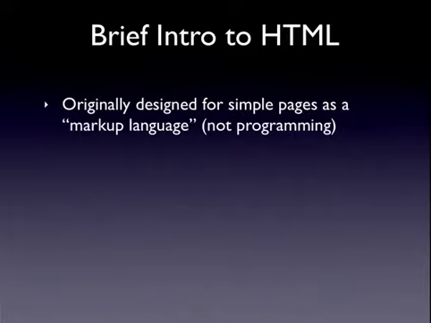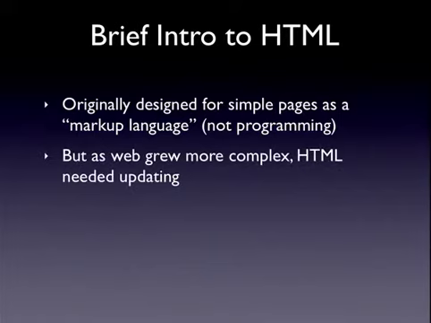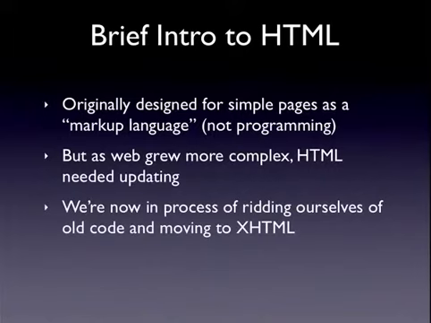So over time, the demands for more elaborate websites outgrew the ability of the original HTML to keep up. Now there is a new standard known as XHTML, the Extensible Hypertext Markup Language based on XML. And the industry is in the process of ridding itself of old code and moving to it. And this latest version of Dreamweaver, CS4, which is the basis for this class, is designed to be more compliant with this standard.